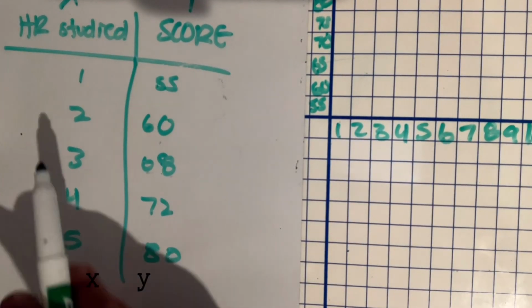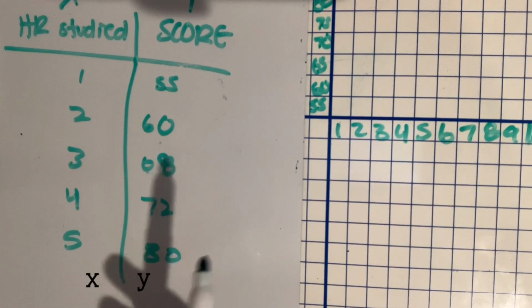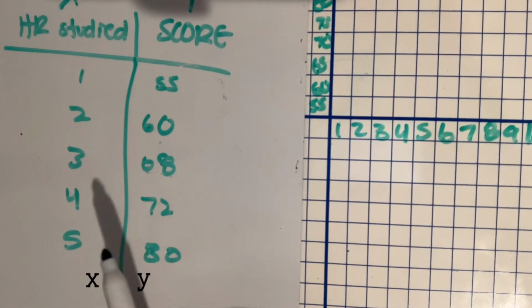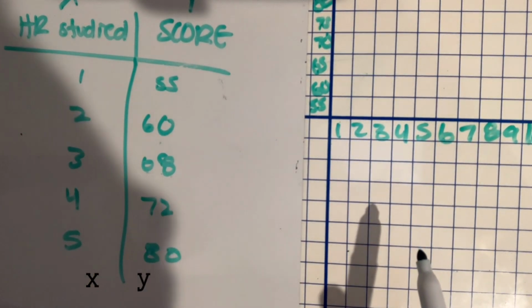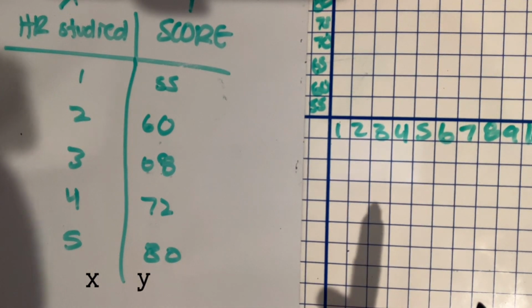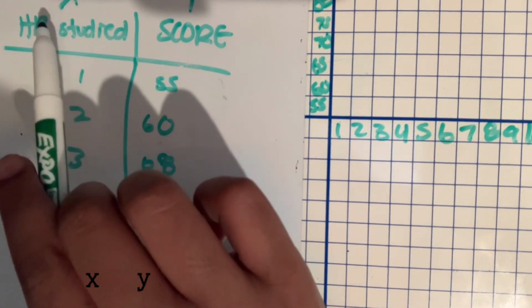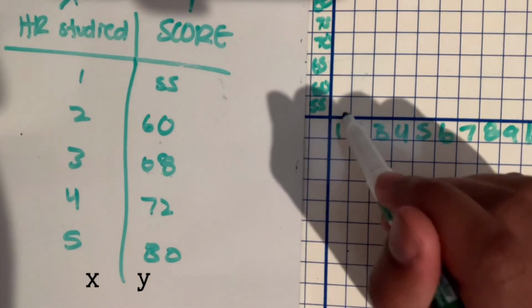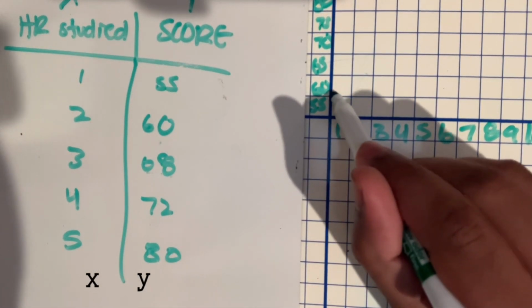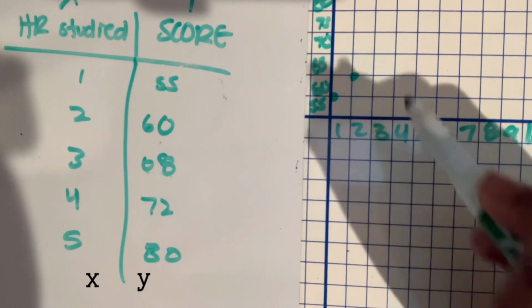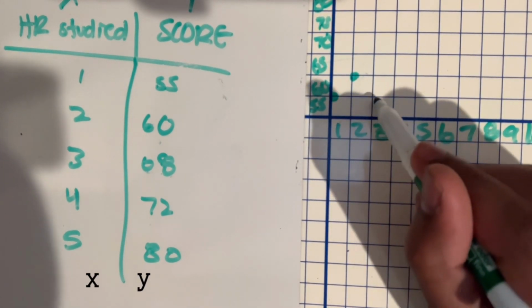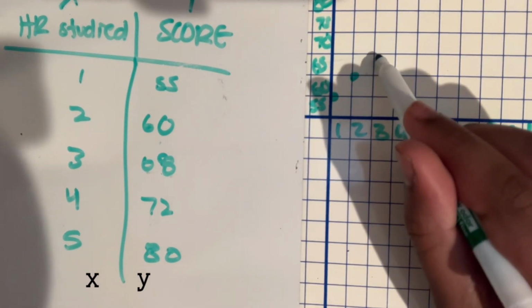This student studied for 1 hour, got a 55, studied for 2 hours, got a 60, 3, 68, 4, 72, in 5 hours, 80. Let's try and plot it on the graph and see what correlation we get and if we can plot the best line of fit. So on the x-axis, they studied 1 hour, we plot it at 55. 2 hours, we plot at 60.